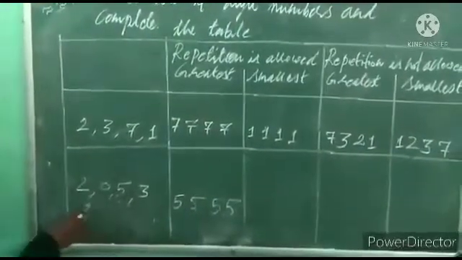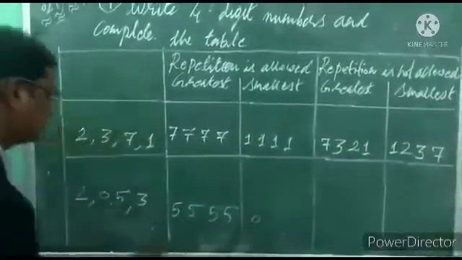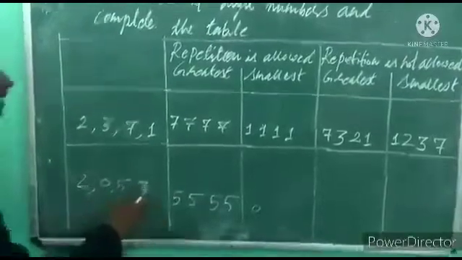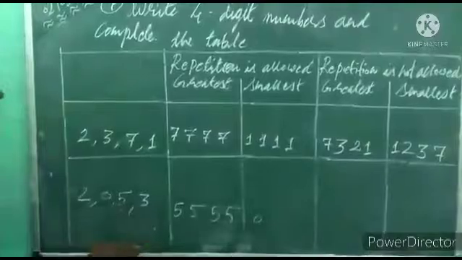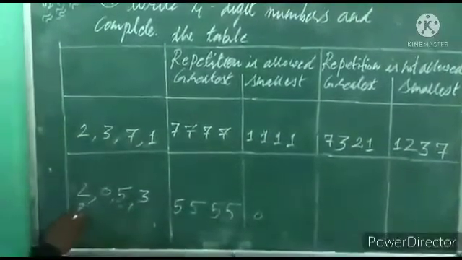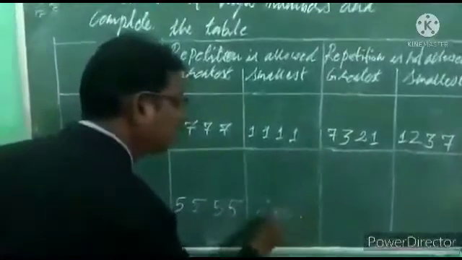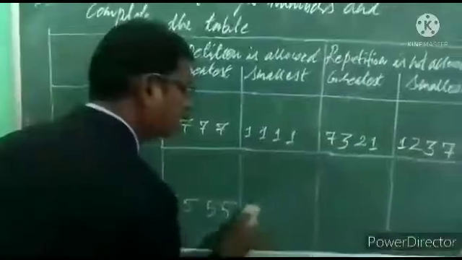That was the greatest. Now smallest. Among these numbers, which number is smallest? 0. So if you take 0, what will happen? If you write 0, 0, 0, 0 like this, this is wrong. This is not 4 digits. 0 means nothing. So we can't write like that.